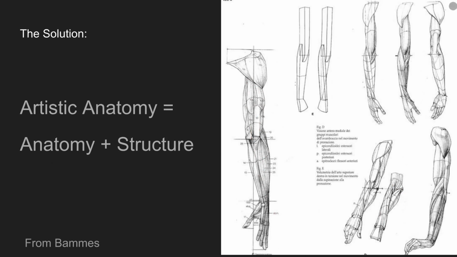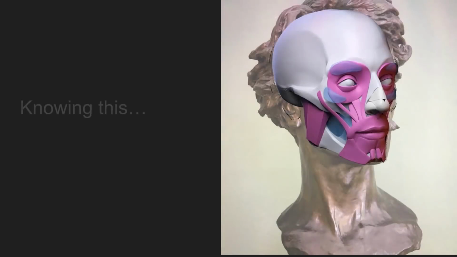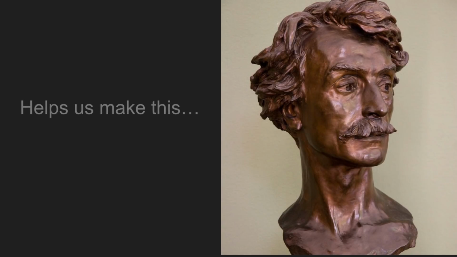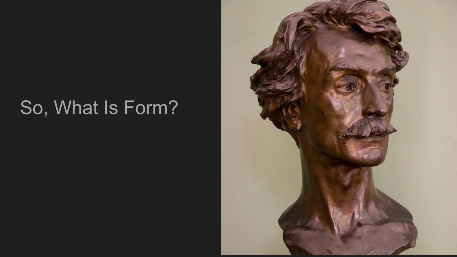And this is kind of the key to artistic anatomy. It's anatomy plus structure. When you learn that, you get the keys to the kingdom. Because knowing artistic anatomy helps us make this, or aspire to, right? I mean, this is Carpeaux, so we can all aspire to Carpeaux, and your results will vary as my results vary.